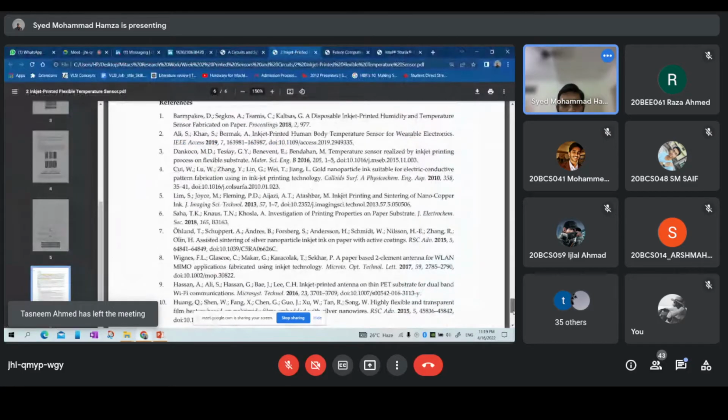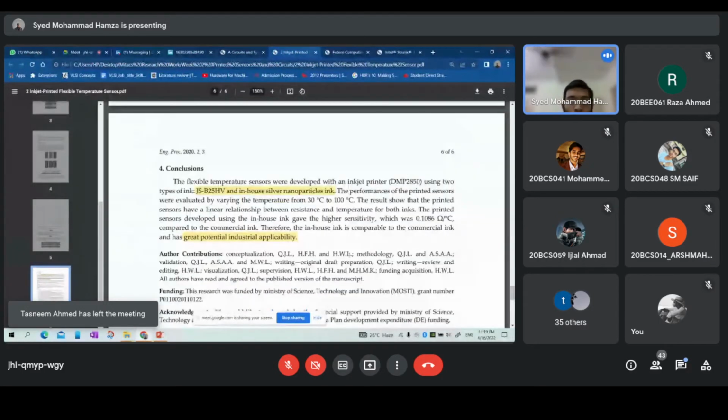Let's go back to the conclusion. The conclusion is simple. It just says that flexible temperature sensors were developed with an inkjet printer using two types of inks. So this is one type of ink. The other type is in-house silver nanoparticle ink. The performance of the printed sensors was evaluated by varying temperature from 30 degrees to 100 degrees Celsius.